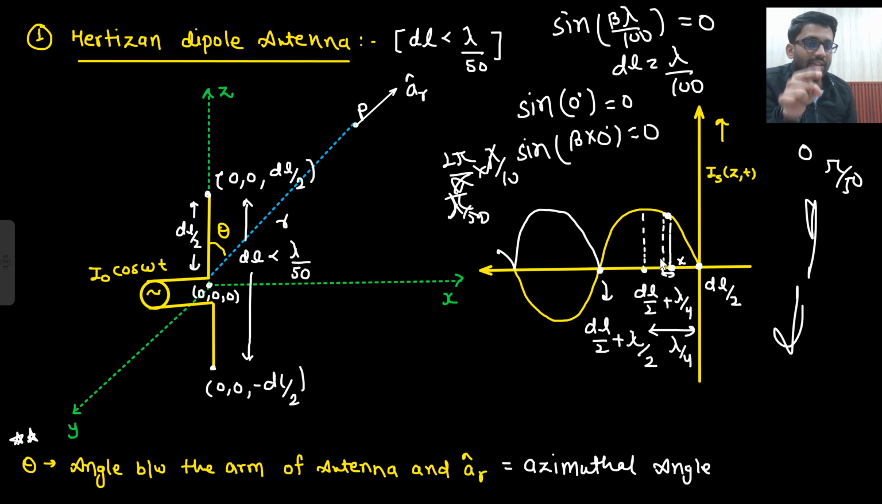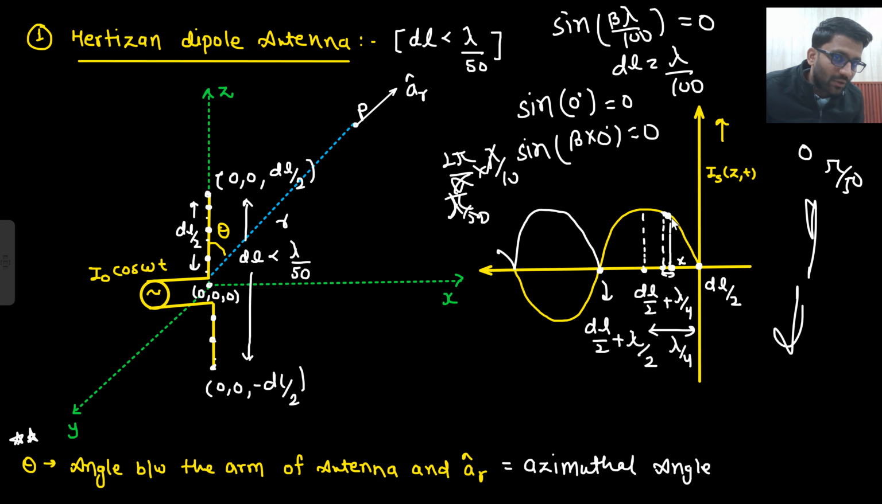That means with the space, even if you are here, or here, or here, or here, on the arms of the antenna you will find the same amount of current. If I say here the current is 5 ampere, so here also the current will be 5 ampere, here also 5 ampere, 5 ampere. The current will change by a very minute amount.